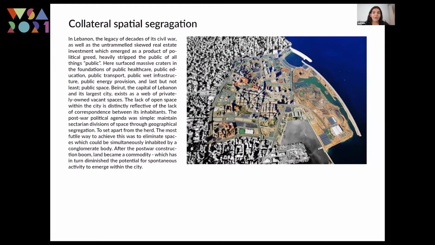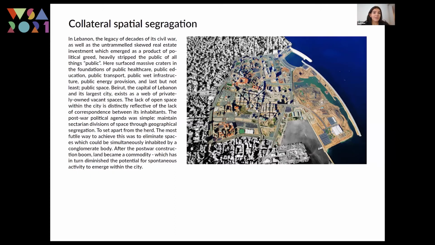So in Lebanon, due to a legacy of decades of civil war, as well as a skewed real estate investment, which emerged as a product of political greed, this heavily stripped the public of all things public, so all forms of social welfare. So here surfaced massive craters in the foundations of public healthcare, public education, transport, infrastructure, energy provision, and last but not least, public space.